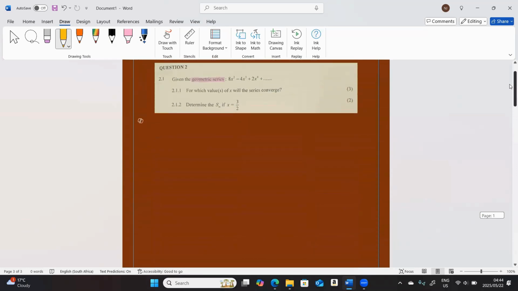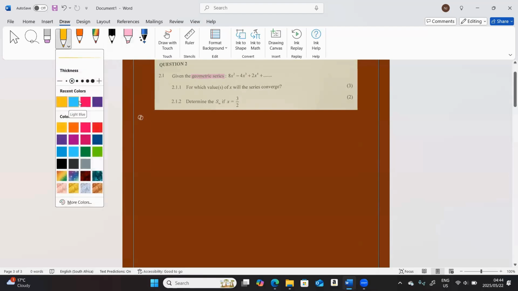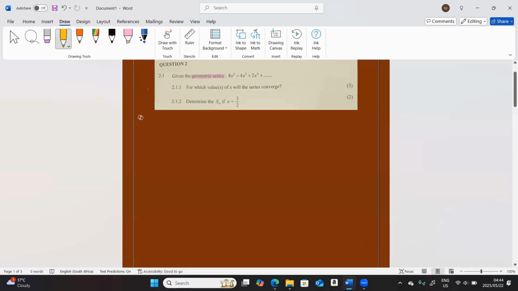All right, so let's go back. Now that we've refreshed our minds with the tools that we have to solve these problems, let's get going. They say, given the geometric series, we just quickly went through the first three terms, 2.1.1, for which value or values of x will the series converge, for 3 marks.